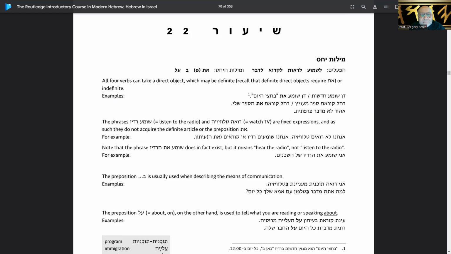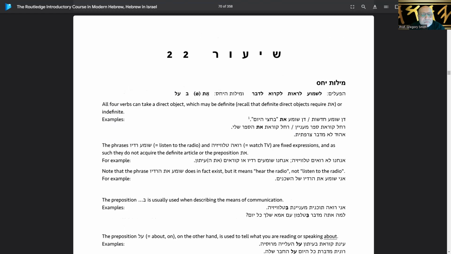Okay, so it's dealing with using the et or not the et. Remember, the et is to direct. Definite direct objects require et. And the two prepositions we're looking at are bet and al. Bet is usually in, with, or on, and al is usually upon.